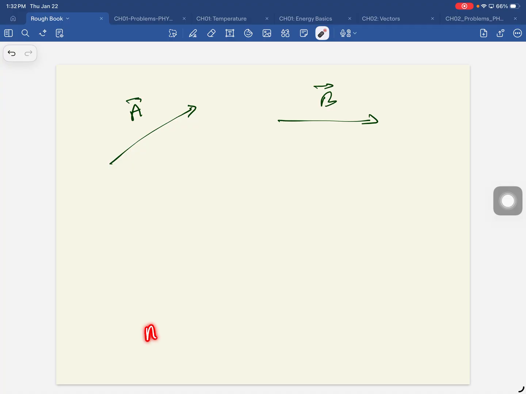Here's a vector A. 2A is just twice as long. Minus 2A is twice as long in the opposite direction.